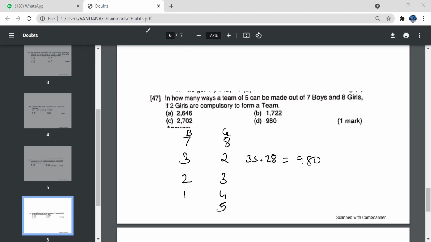This is 980. Then 7C2 is 7 into 6 by 2, 21. 8C3 is 8 into 7 into 6 divided by 6, that is 56. And 7C2 is 21. So this is 1176. 7C1 is 7. 8C4 is 70, so 7 times 70. This will become 490.